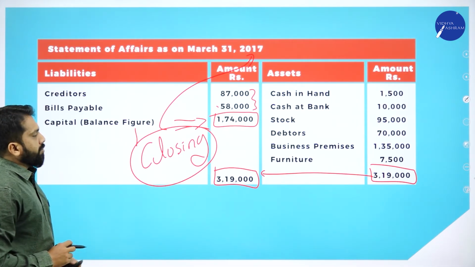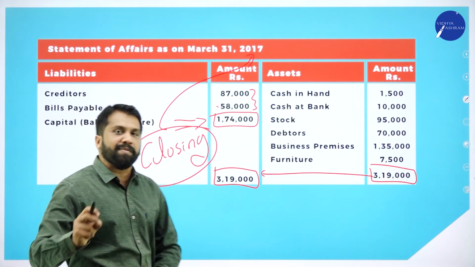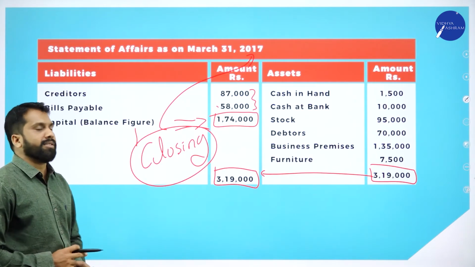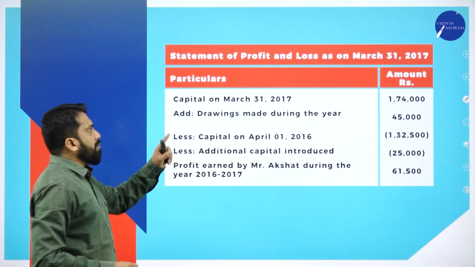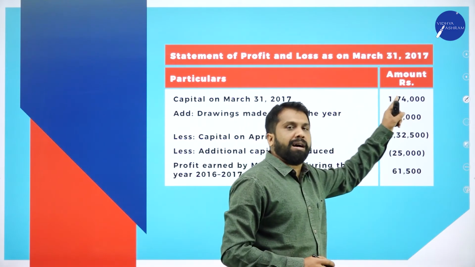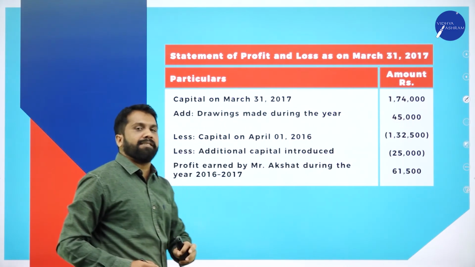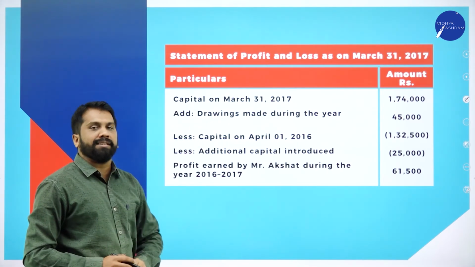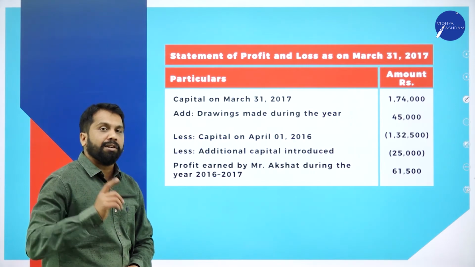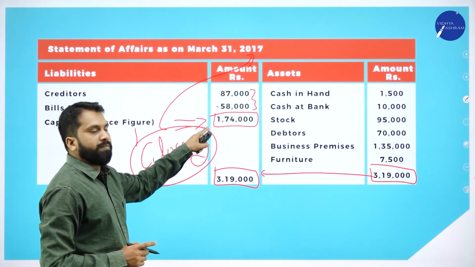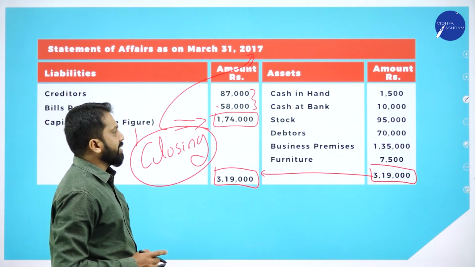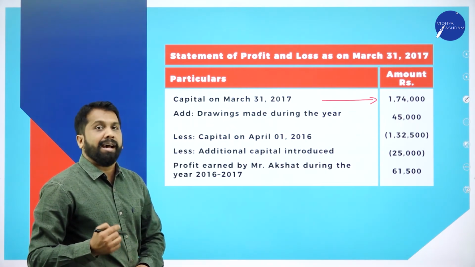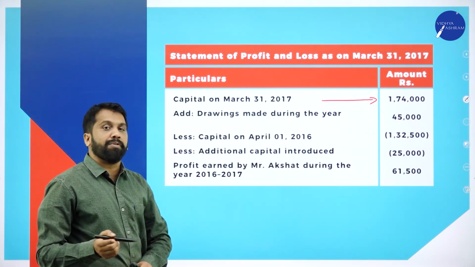Now, 2016 is over, 2017 is also over. What is the next procedure? Profit and loss account. Statement of profit and loss account as on March 31st, 2017. Now, which capital on March 31st, 2017 should we consider? Closing. So, how much is closing? 1,74,000. Add what? Drawings. Where did you get drawings? I'll go back to your question.